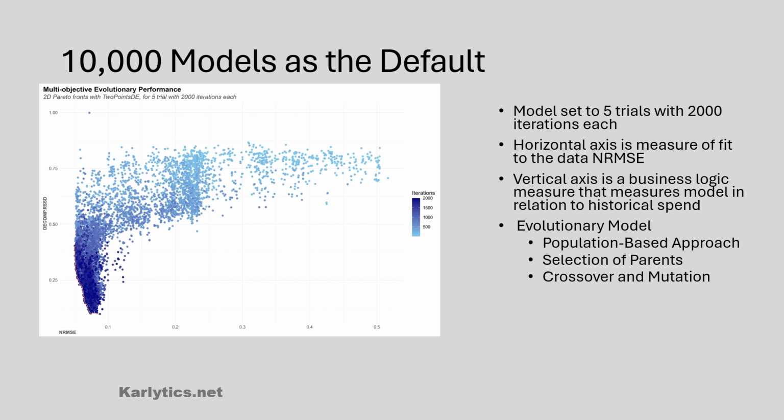Models that perform well on the objectives are selected to contribute to the next generation. And third, we have crossover and mutation. New models, or offspring, are created by combining aspects of parent models and introducing small random changes to explore the search space. The evolutionary algorithm continues to evolve the population of models, which aims to improve the Pareto front over successive generations.